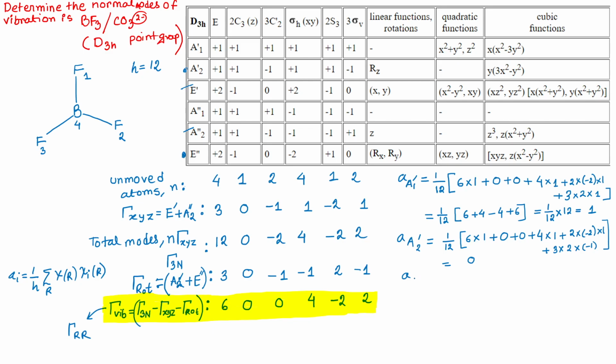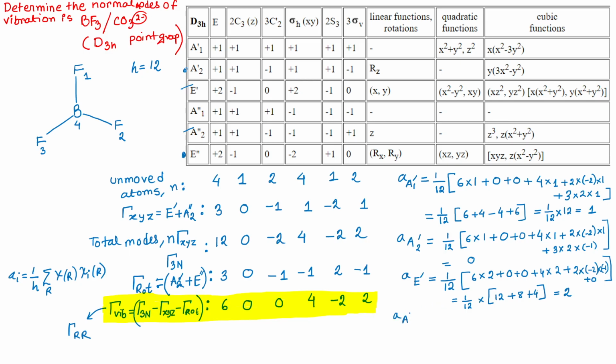What about E dash? 1 over 12, 6 into 2 plus 0 plus 0 plus 4 into 2 plus 2 into minus 2 into minus 1 and then 0. So this leads to 1 over 12 into 12 plus 8, actually plus 4, that is 24, and it will lead to 2.